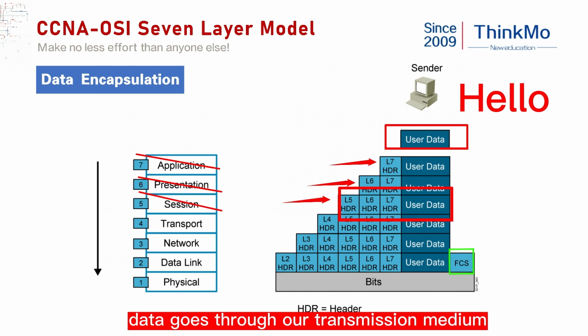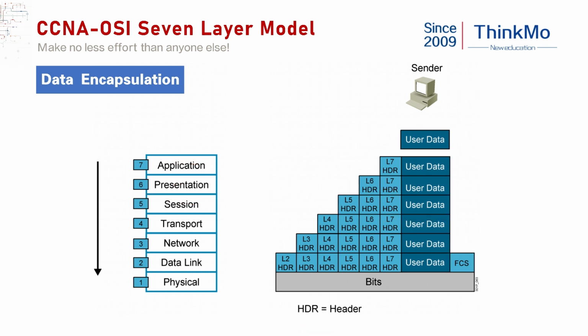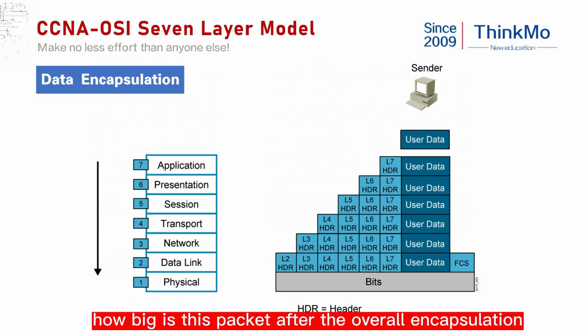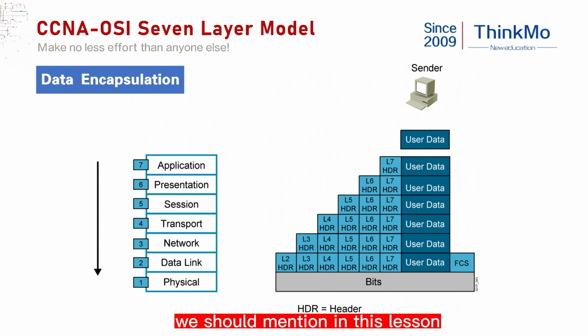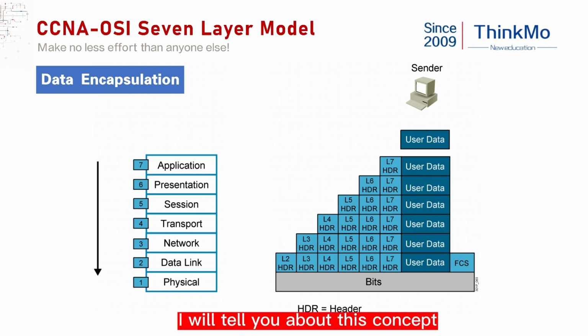What is this data for in the end? Data goes through our transmission medium and is passed to the other end, to the peer. The peer has a decapsulation process. First we check this FCS. It is good. Then let's look down. How big is this packet after the overall encapsulation? We should mention in this lesson, when it comes to MTU, I will tell you about this concept.